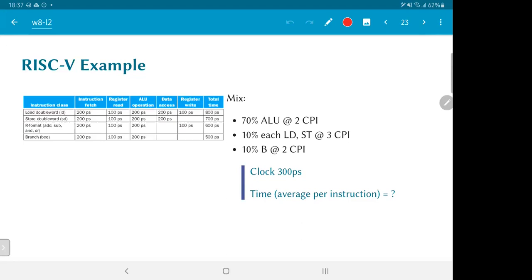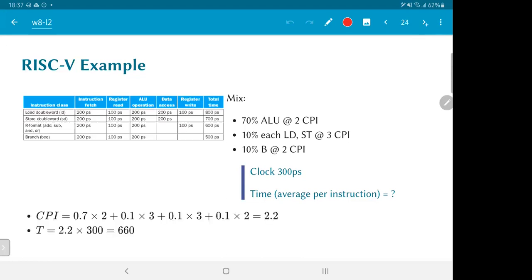The loads and stores will now take three clock cycles, and branches, just like the ALU, can finish within two clock cycles. What's the average time per instruction in this case? If you find the CPI, you'll find, once you do the math out here, you're going to take an average of 2.2 clock cycles per instruction. But 2.2 multiplied by 300 is still 660 picoseconds per instruction, which is considerably faster than the 800 picoseconds per instruction that you had for the original single cycle, and even faster than the 720 picoseconds that we had when we chose a clock period of 600 picoseconds outright.